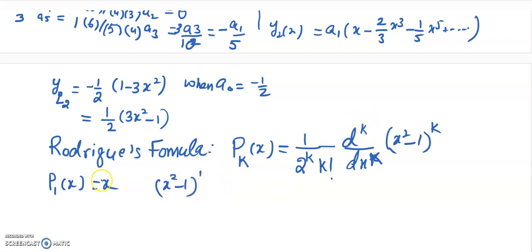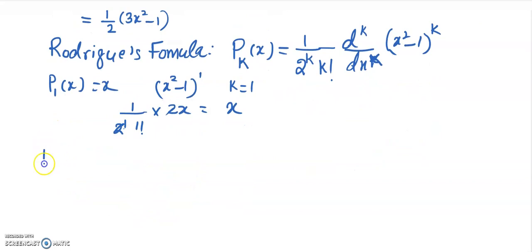In this case, k was equal to 1, so we just need to take the first derivative of this term. That will be 2x. Then we divide by 2 to the power k times k factorial, so 2 to the power 1 times 1 factorial. The 2 cancels with 2, so we get x. So that's what we know.